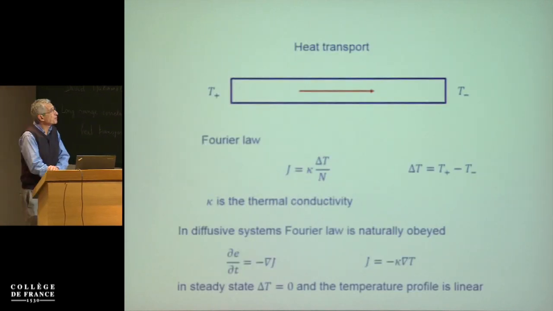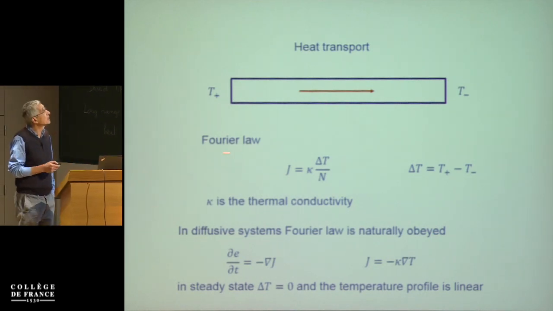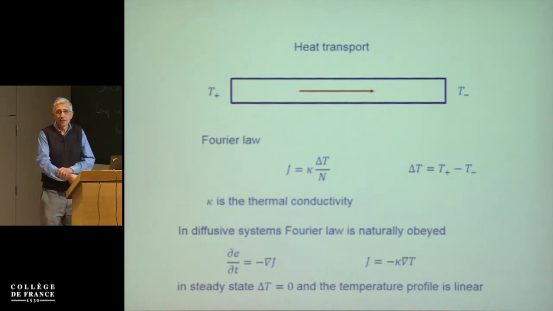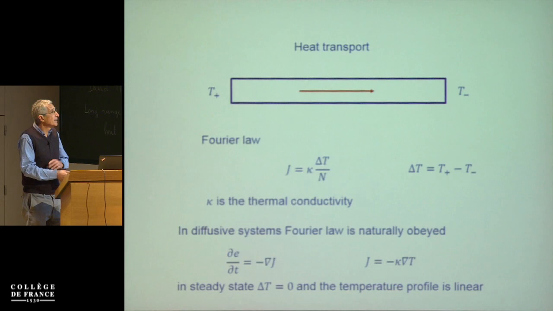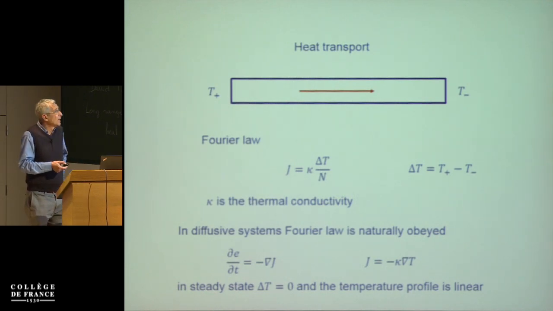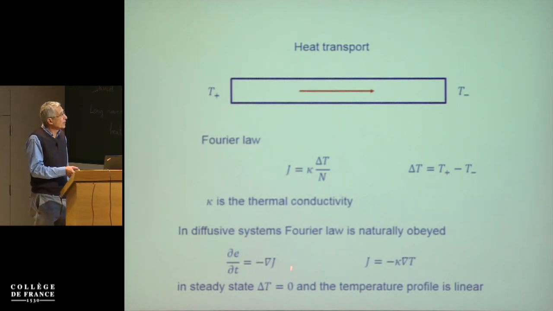Okay, heat transport. Typically, you have a configuration in this context, a system, where you put two heat reservoirs at temperature T plus and T minus, and you ask what is the energy current that flows through the system. And usually what one finds is the usual Fourier law, where the current is proportional to delta T over N. N is the length of the system, and delta T is the temperature difference. And this is for diffusive systems. In diffusive systems, the energy, of course, is conserved. There is the continuity equation, and the current is proportional to the temperature gradient.